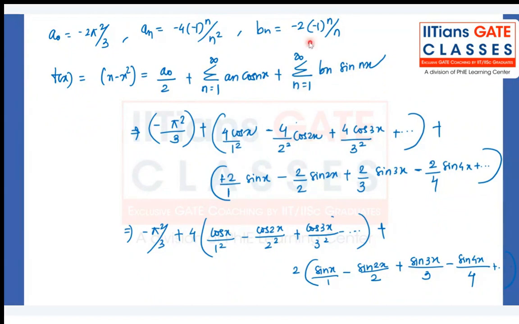Bn is this: minus 2 into minus 1 raised to the power 1, because we are calculating b1. So minus 2 into minus 1 is 2, so 2 by 1 into sine x. Next term will be 2 by 2 into sine of 2x. Third term will be 2 by 3 into sine of 3x, and so on. And then you simplify, and you can write it like this.